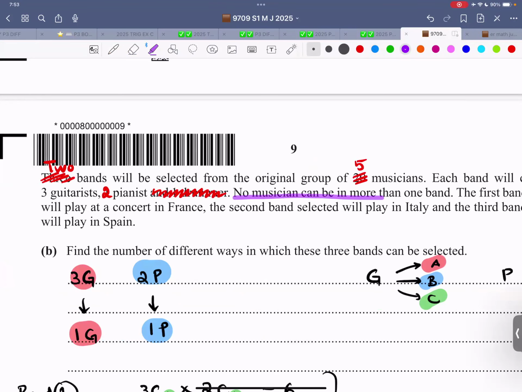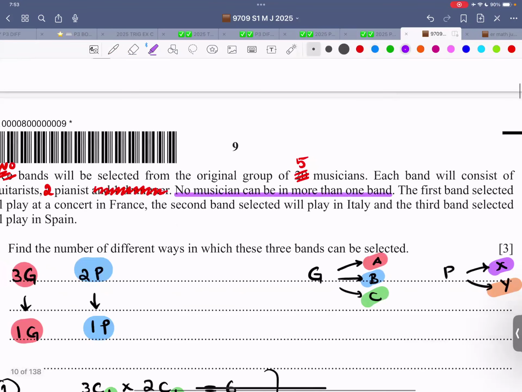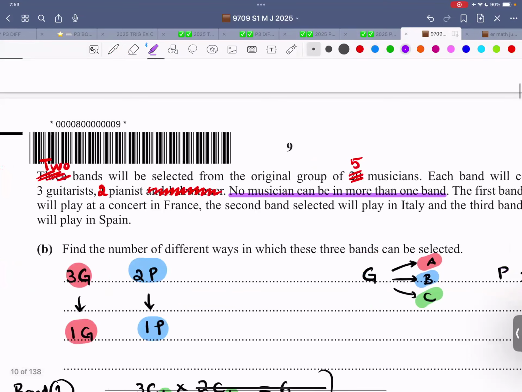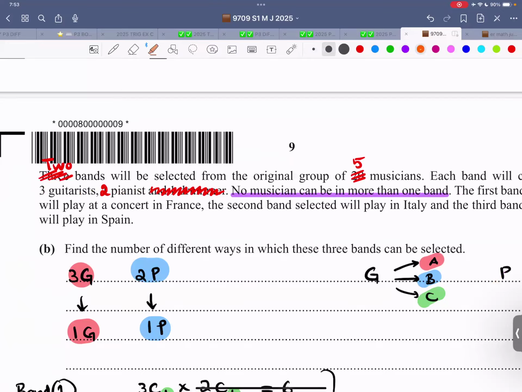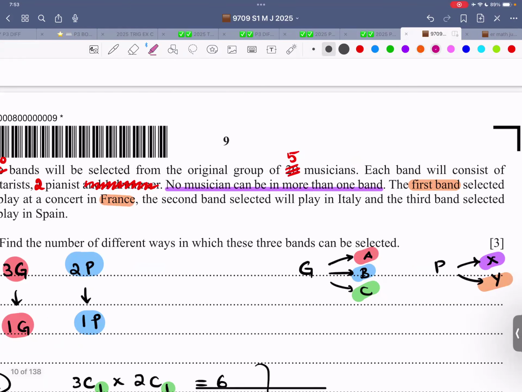No issue with that. The first band will play in France. So the first band will be playing in France. First band, they will play in France. And since there are only 2 bands, the second band will be playing in Italy.